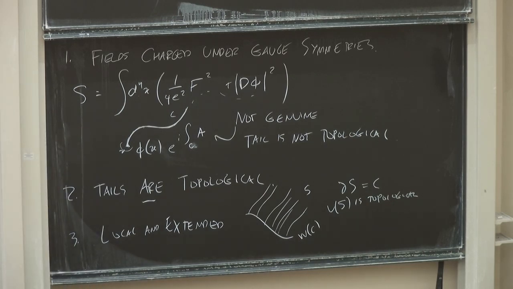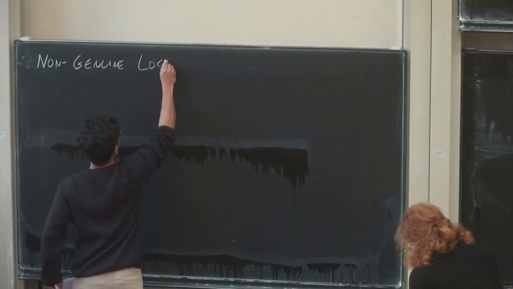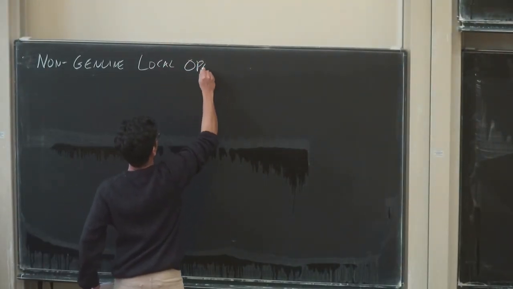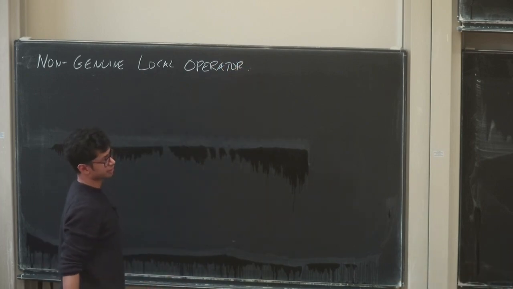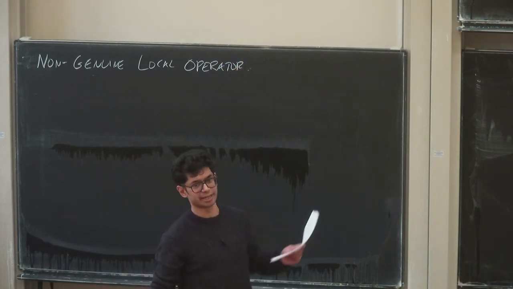And I'm now going to work out an example quickly of a non-genuine local operator, all right? Any questions about the lingo before I give this example? Everyone happy with the lingo? Okay. So here's an example of a non-genuine local operator, okay, with a topological tail. So it's not a simple one like that, all right?